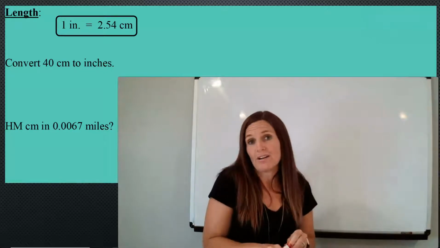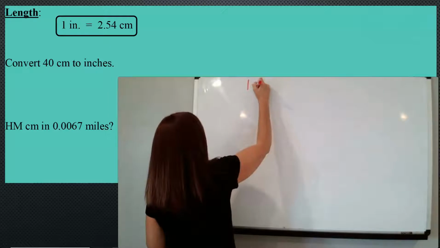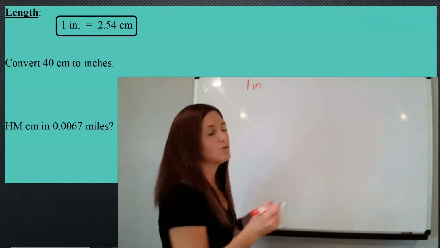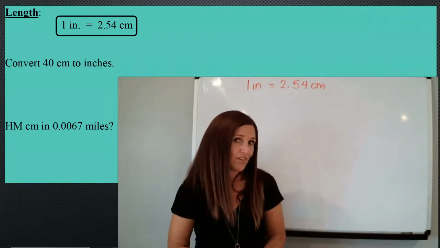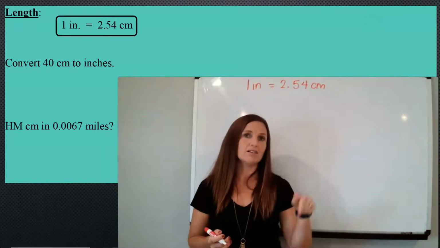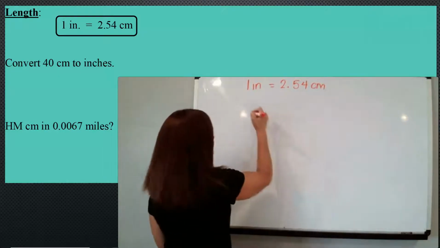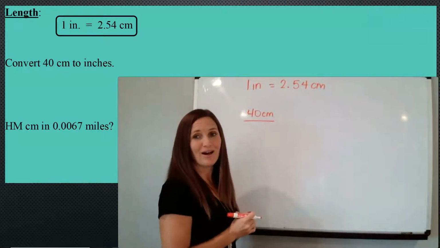So we start by putting our conversion factor for length right here on the board. 1 inch, your standard inch, 12 inches in a foot, is equal to 2.54 centimeters. So we're actually starting out with the easy one. So I want you guys to do this first one on your own, 40 centimeters to inches. So go ahead and convert 40 centimeters to inches. Start with 40 centimeters as a fraction over 1. And get the rest of the way through your problem.